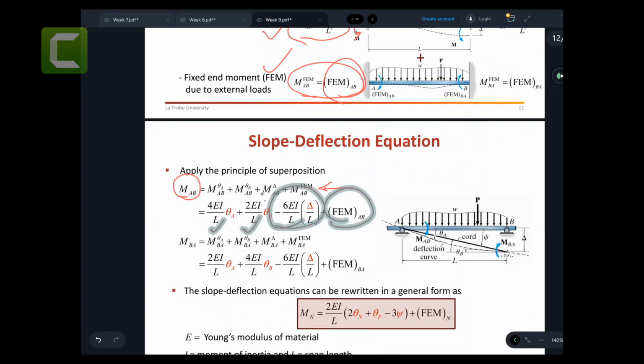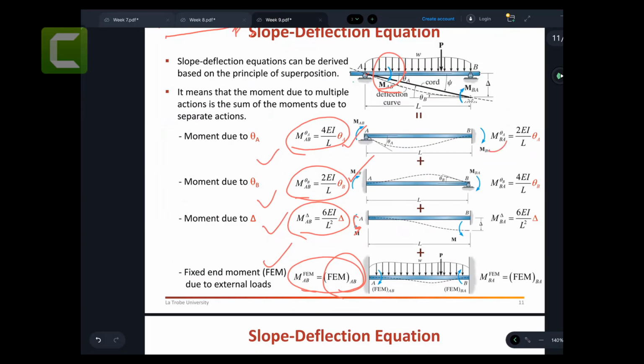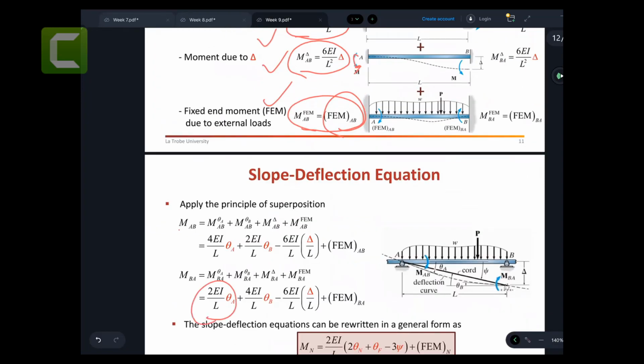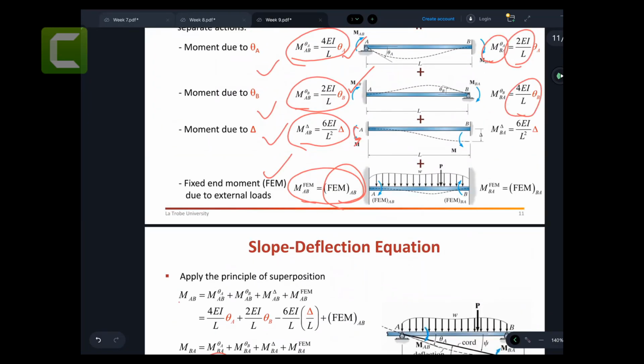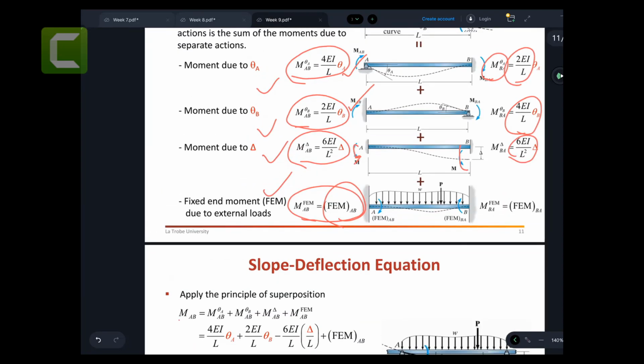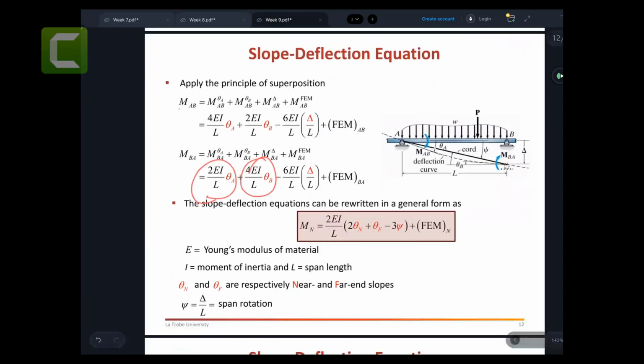And similarly, you can do the same thing for the other side. MBA is 2EI/L theta A, plus 4EI/L theta B, minus, this is opposite moment, so 6EI/L² delta, plus the fixed end moment. Right, so there are 2 equations we can write in the general form, right? Let's say AB meaning that this is near node and this is far node, right? AB near far, or BA.